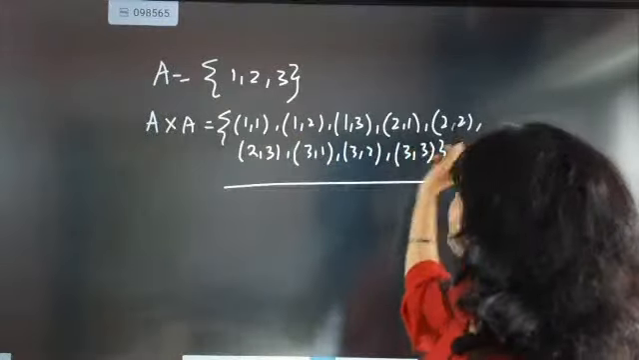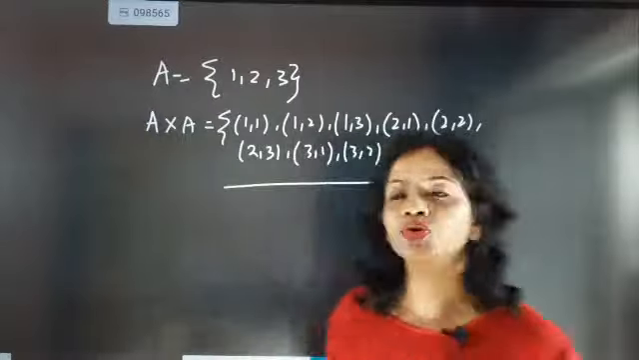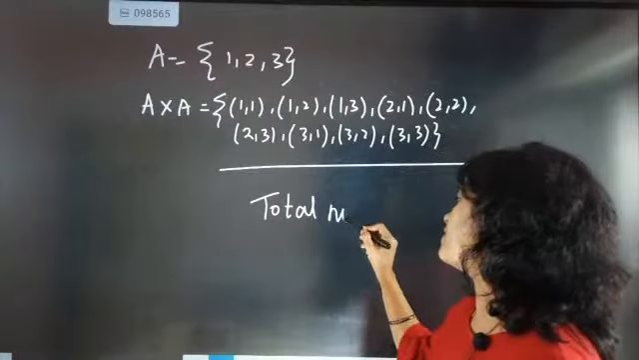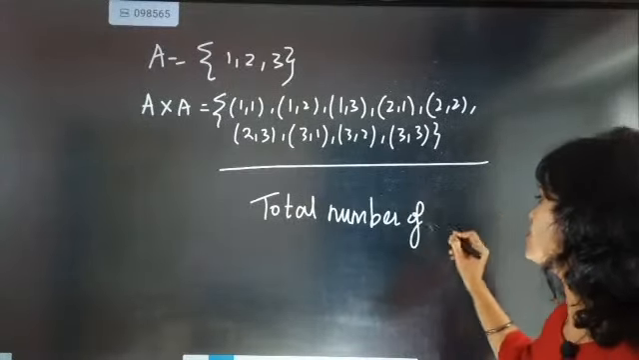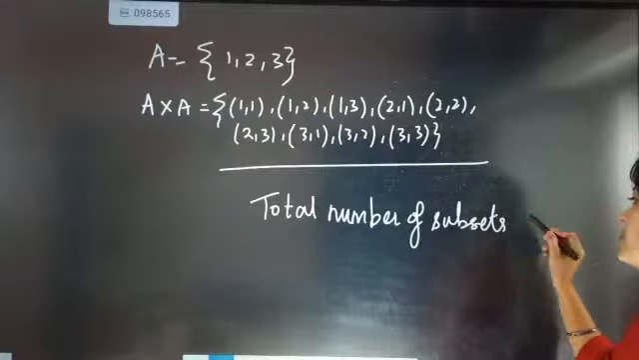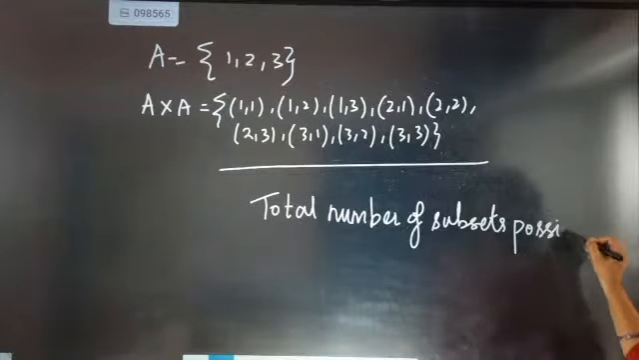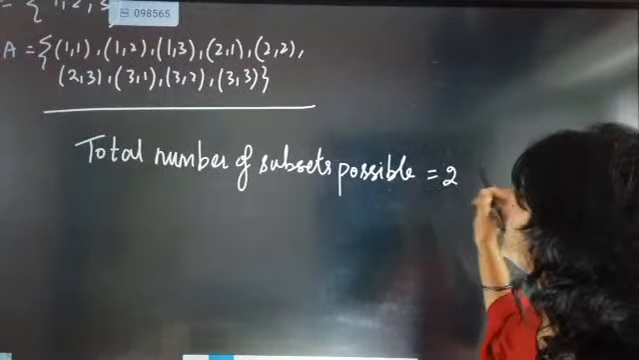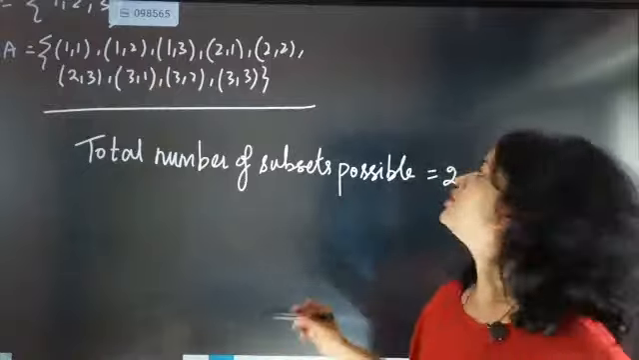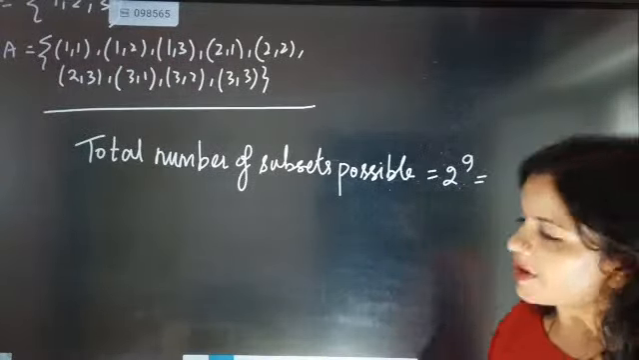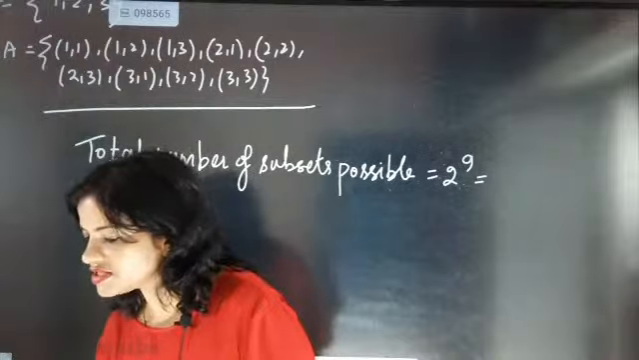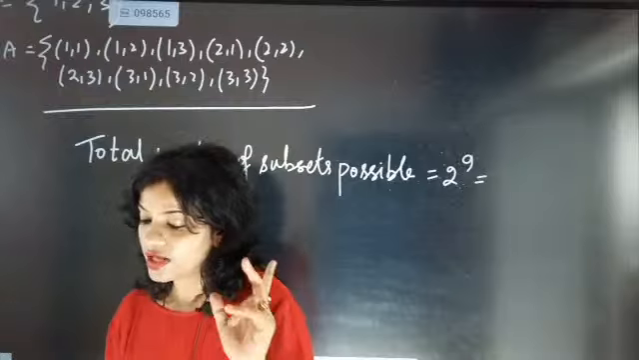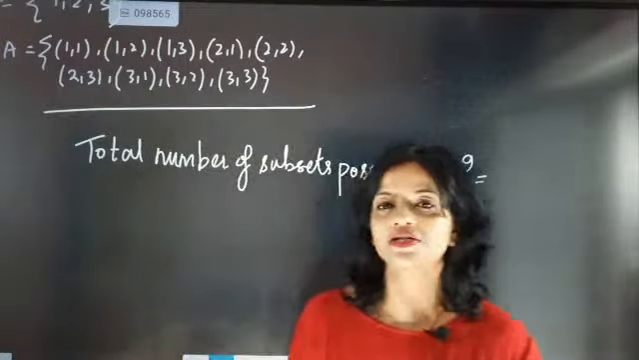Now look here. So 1, 2, 3, 4, 5, 6, 7, 8, 9. Total 9 elements are there. So 2 to the power 9 is the total number of subsets possible. The total number of subsets possible will be 2 to the power of the total number of elements present here. Is it correct? So 2 to the power 9 is 512. It will not be 64. Come on, it will be exactly 512.